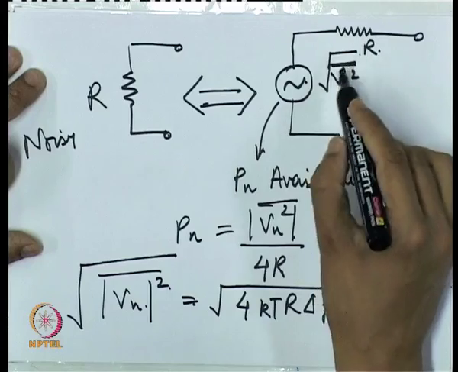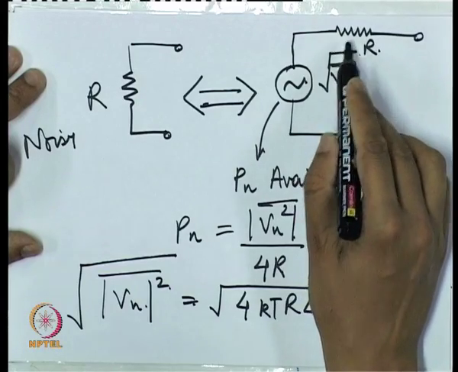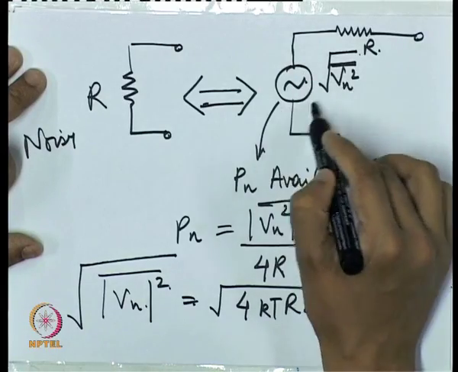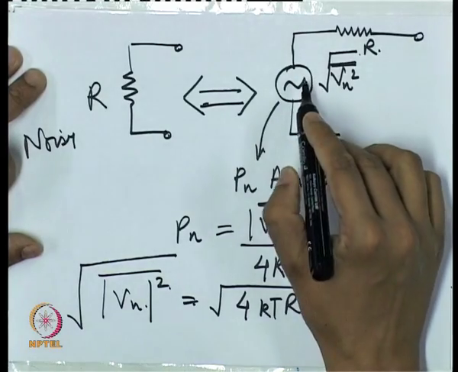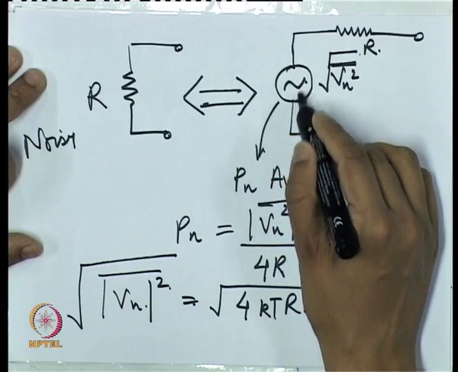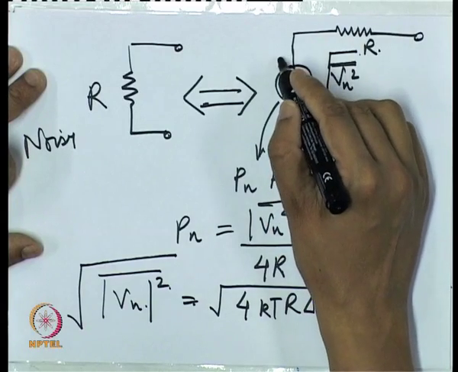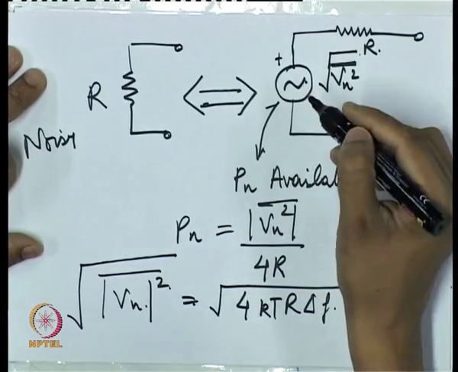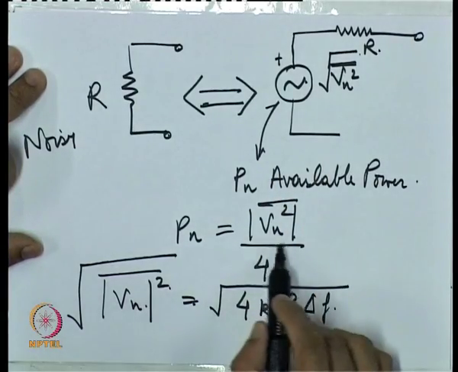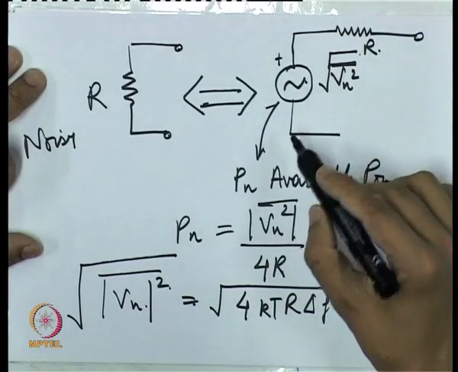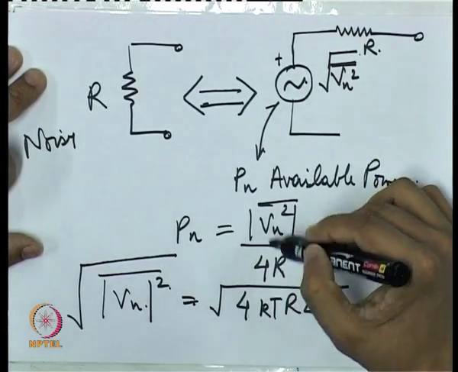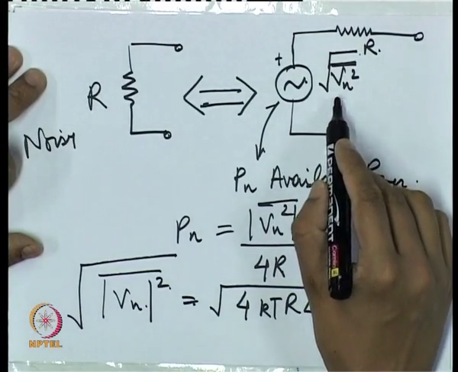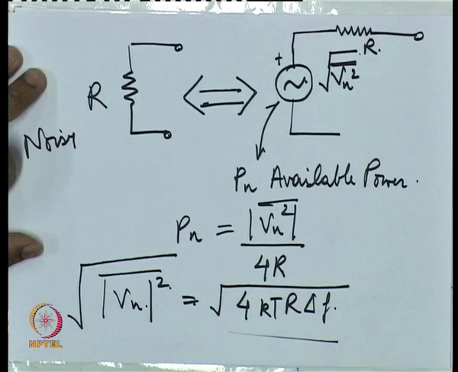But I want to impress on you that a resistor is not just a simple resistance as we have known from circuit theory. There is also a source associated with it. The source does not have any direction; it is difficult to say which is positive and negative. All we can say is that there is a power associated with the source, and that power value is given by this equation, from which this equivalent noise voltage is given by this equation.